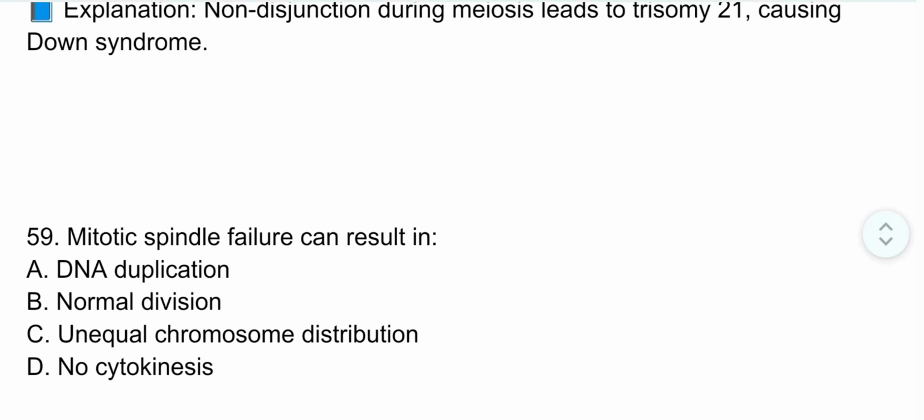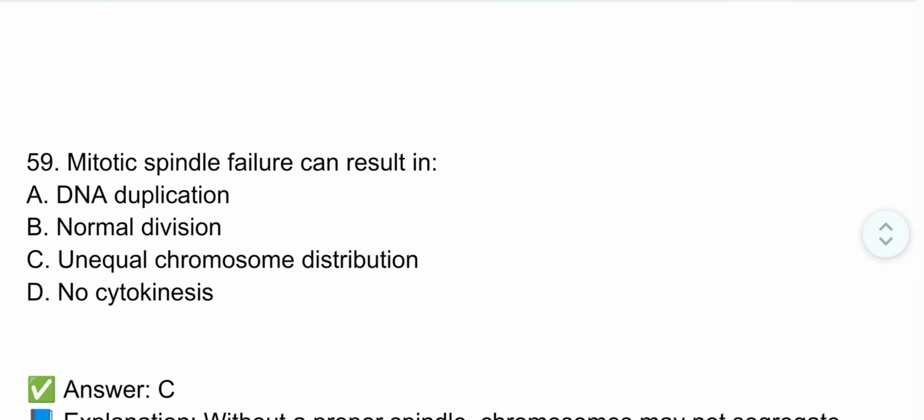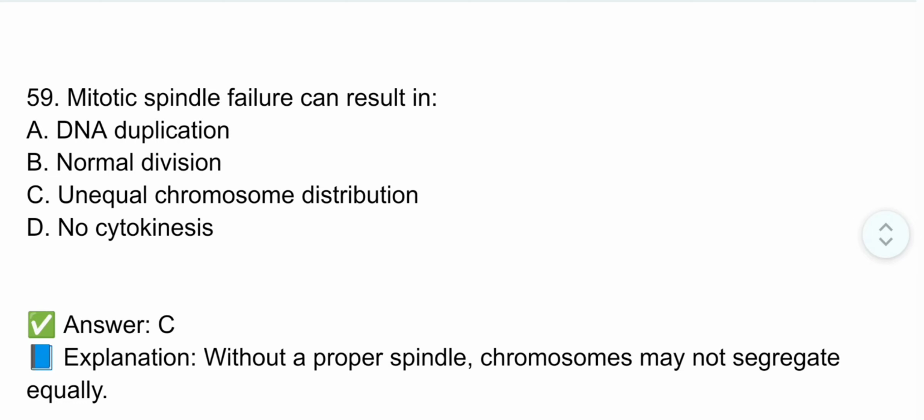Question number 59. Mitotic spindle failure can result in? The correct option is option C. Unequal chromosome distribution. Without a proper spindle, chromosomes may not segregate equally.